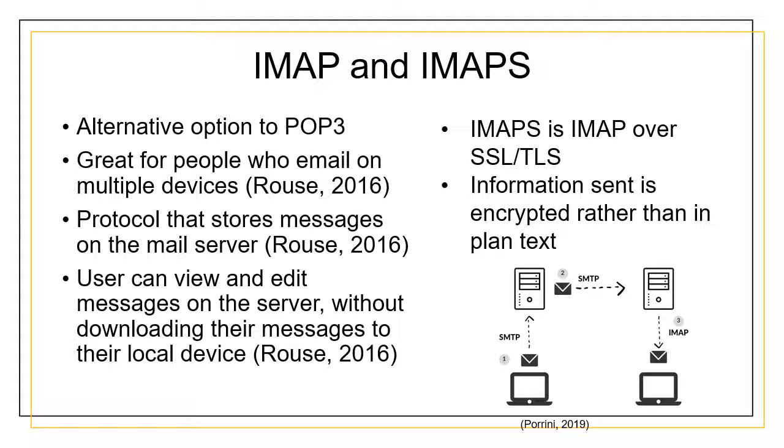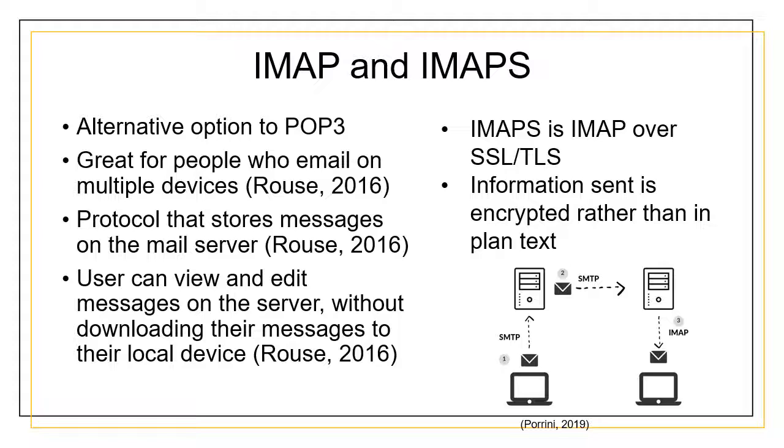First, I will discuss IMAP, or the Internet Message Access Protocol. IMAP is an alternative protocol to POP3 that is used for retrieving email messages. It is a bit more popular currently than POP3 because people want to access their email on multiple devices, which there is support for in IMAP.